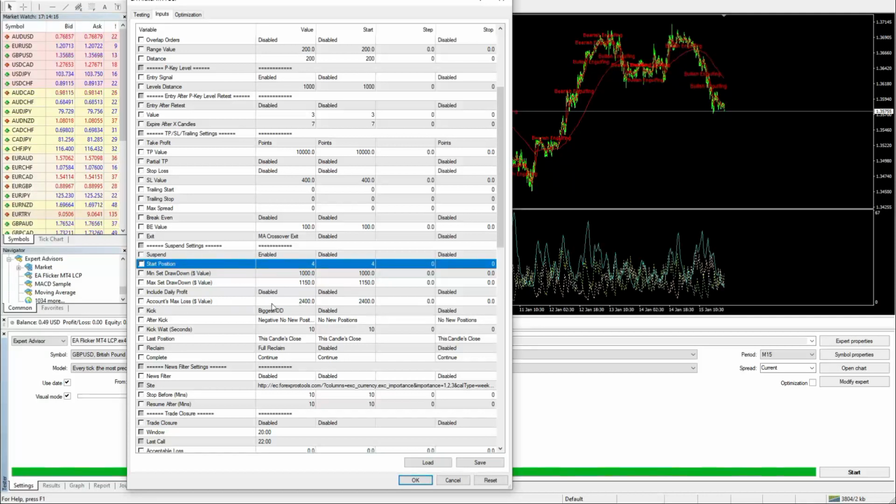So once your account has hit a total of 2400, it will stop trading entirely, until you reset the EA, or you come back to your computer and reset the whole thing altogether.